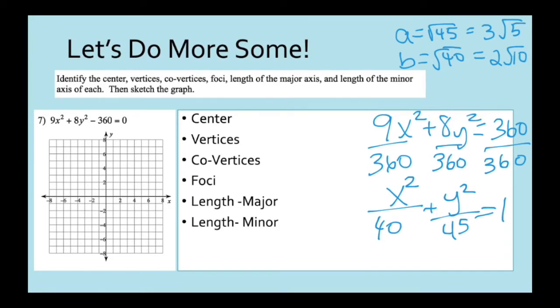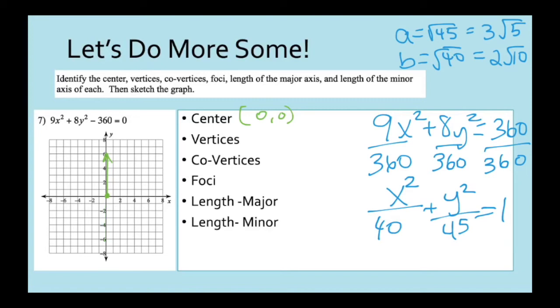All right, so let's start graphing. The center is at 0, 0, because we don't have any of the little shifts in our equation. It's just x squared and y squared. That's nice, we have 0, 0 as our center. Is it going to be up 3 square root 5 or to the side 3 square root 5? Well, we need to look. That 45 was under the y, so it's going to go up and down. So we're going to come up 3 square root 5, or square root 45, and down.